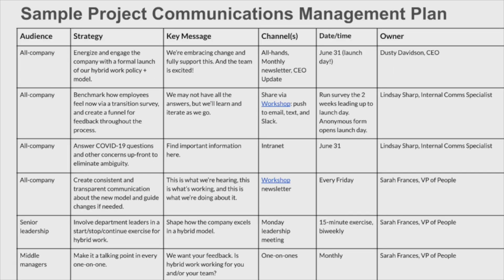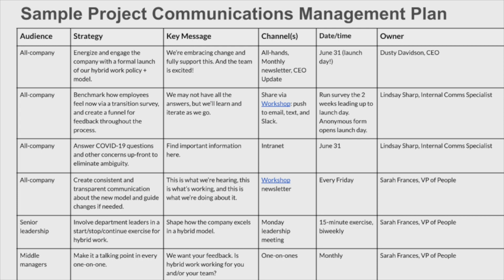Here's an example of a matrix type setup that answers those basic questions and puts it in a single page, quick and dirty format. We divide it into various categories: the audience, the strategy, the key messages, the channels, the date and time, and who's responsible for it, the owner. As we go down through the various types of communication, we can see that some of them go to everybody, some of them just go to senior leadership, some of them go to middle managers.